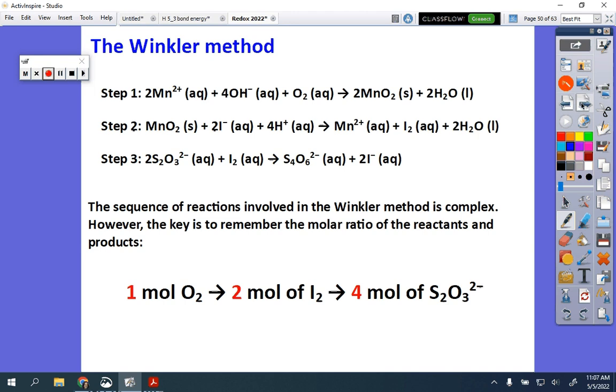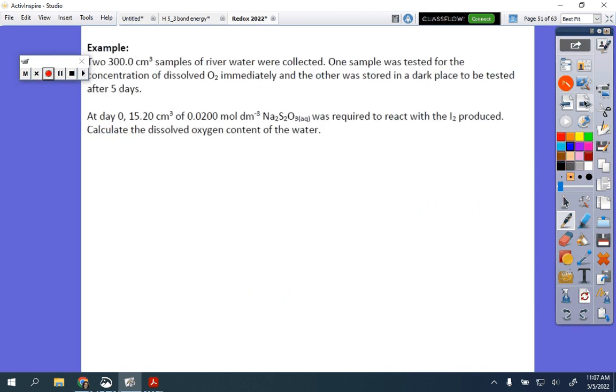In your study guide, on page 15, there are some example questions. The first one says we have these 2 samples of river water collected. One is tested immediately for dissolved oxygen, and the other one is stored to be tested after 5 days. So this is a situation where they're testing dissolved oxygen at once, and then later, and the difference between them is going to tell us about the biological oxygen demand of the organisms that are in that water sample.